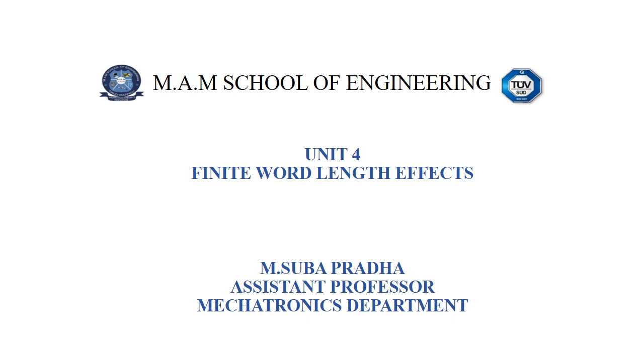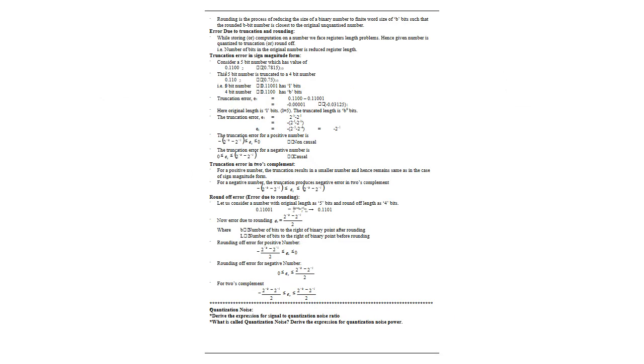Hi everyone, here we are going to see about the Unit 4 continuation. So that is the rounding process. We have already seen about the rounding process. Now we are going to see about rounding when we get the binary numbers, the finite word size means we have to round the value to particular points.